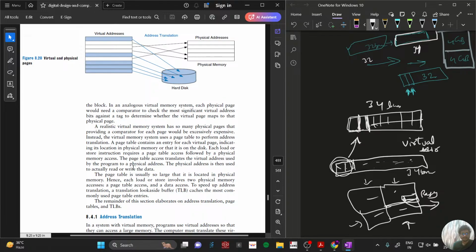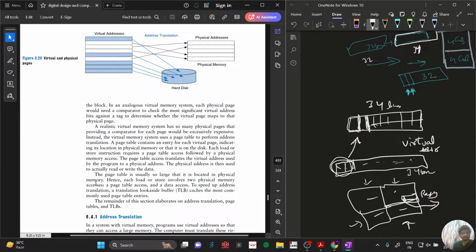Each load or store instruction requires a page table access followed by a physical memory access. The page table access translates the virtual address used by the program to a physical address. The physical address is then used to actually read or write the data.